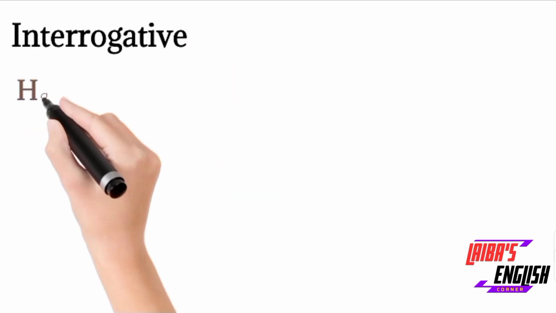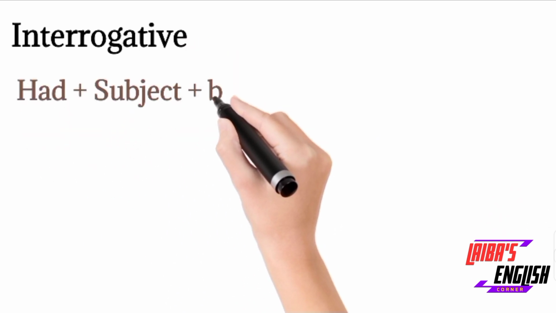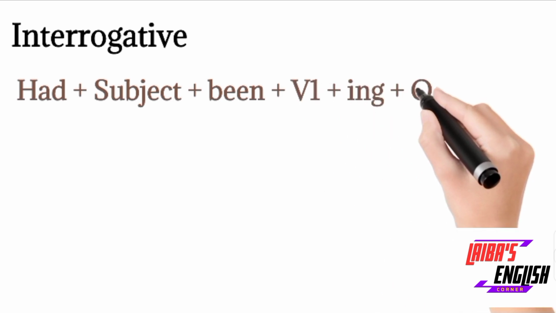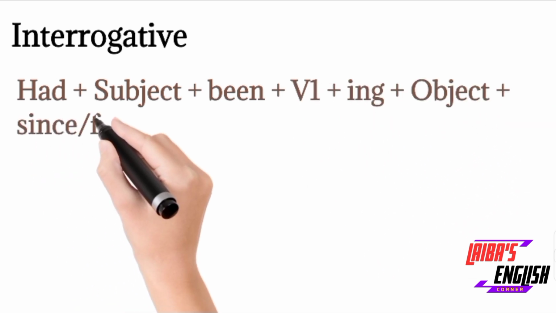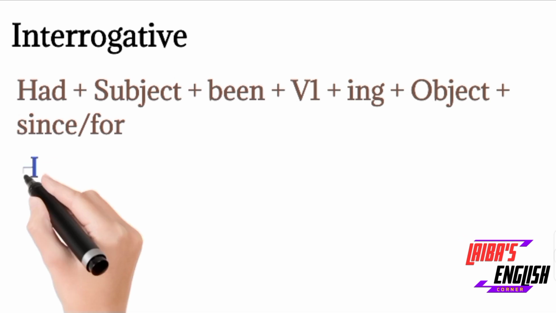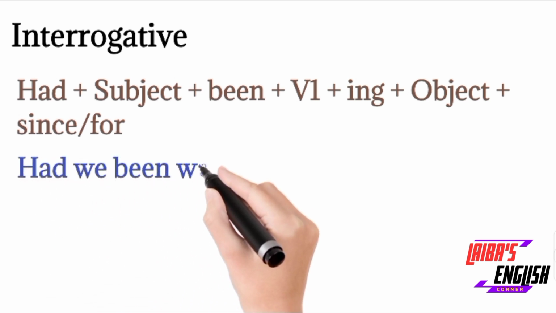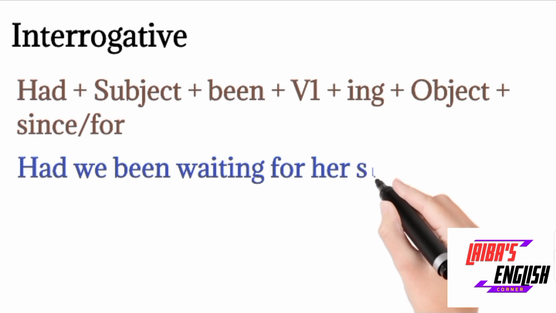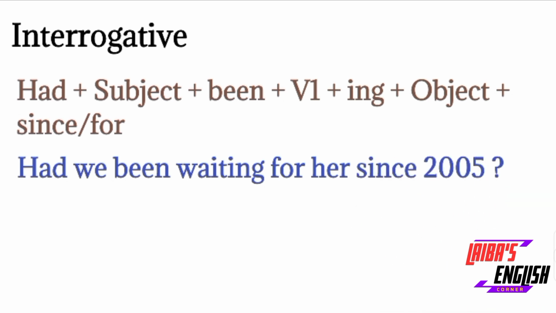In interrogative, we just have to put the helping verb at the start, and at the end we have to put a question mark, and the other structure is the same. Had plus subject plus been plus verb first form plus ing, object, since and for. So after the subject we have to put been here. So, had we been waiting for her since 2005? Why since? Because we know we are talking about an exact year, 2005.